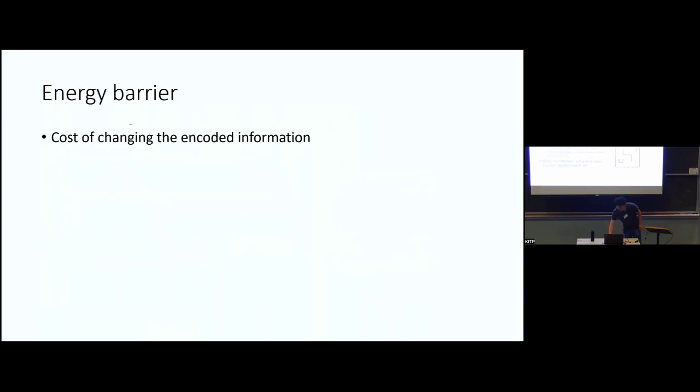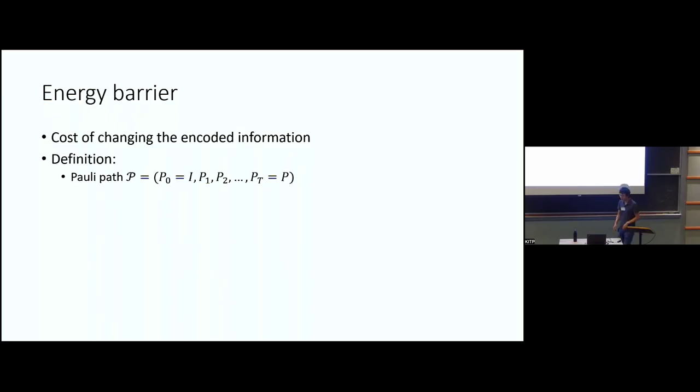So there's one concept that seems quite important for self-correction, which is that of the energy barrier. And the energy barrier is basically the cost that the environment has to pay in order to implement some logical operation on your system. So it's the cost of changing this encoded information.